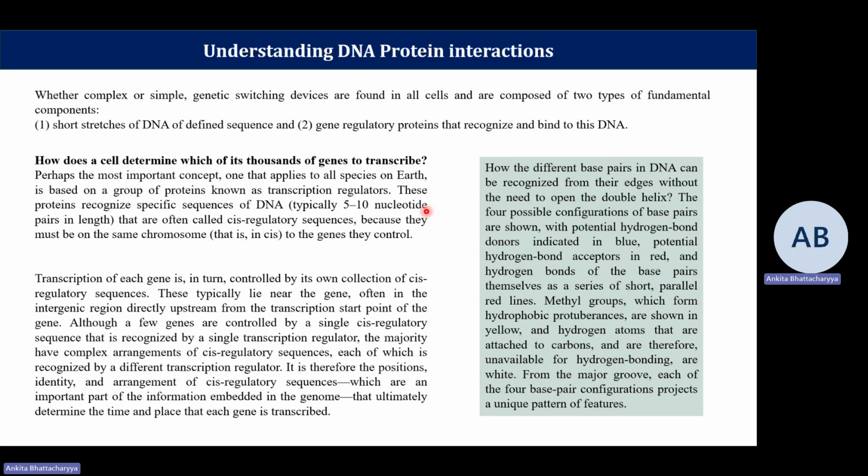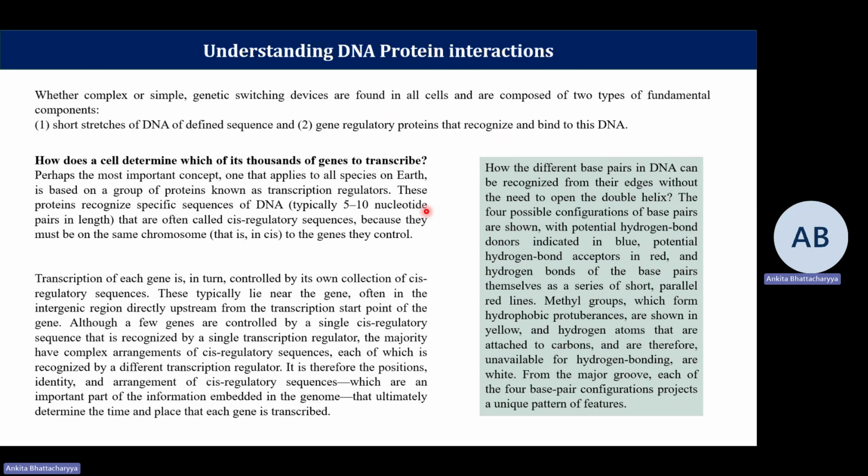So one of the most important concepts is based on a group of proteins known as transcription regulators. What are these? As the name suggests, they are transcriptional regulatory proteins. They recognize specific DNA sequences, usually 5 to 10 nucleotides long, and they're often called cis regulatory sequences. And typically, they must be on the same chromosome, that is in cis, to the genes that they actually control.